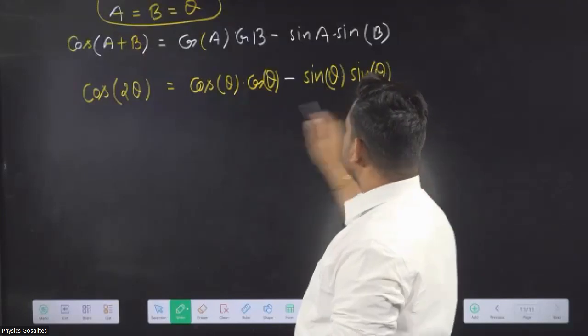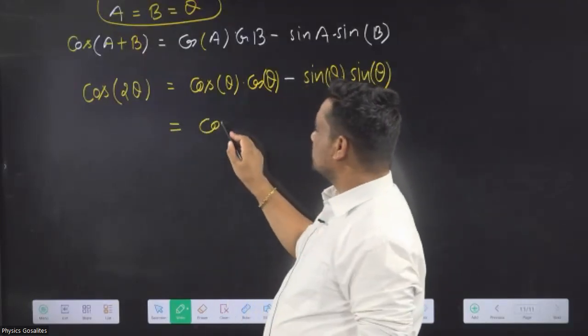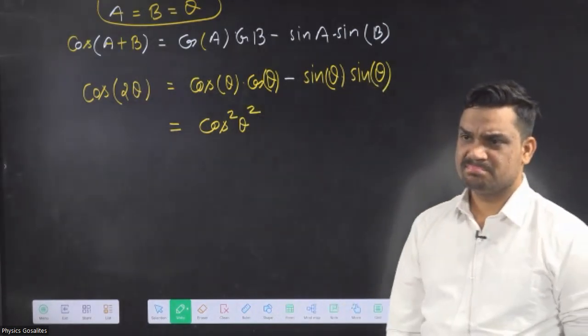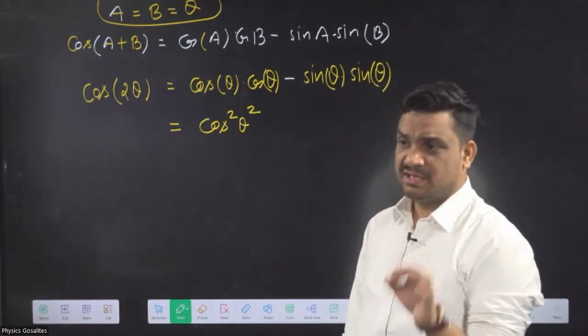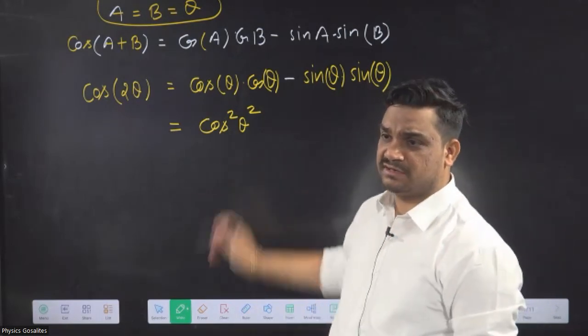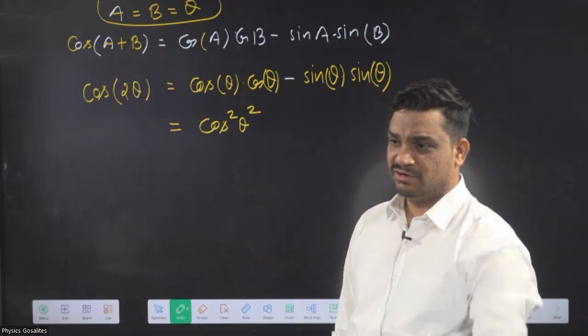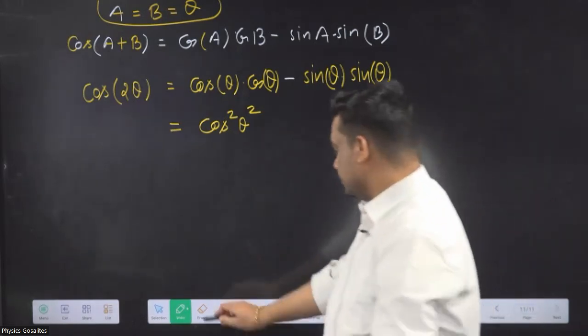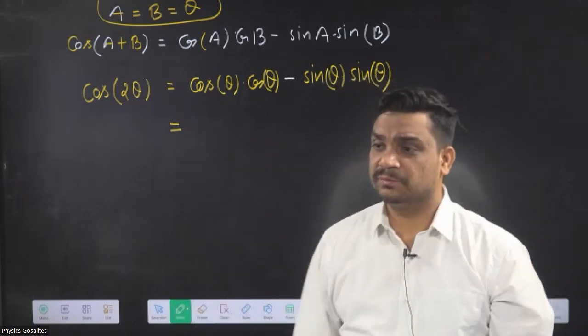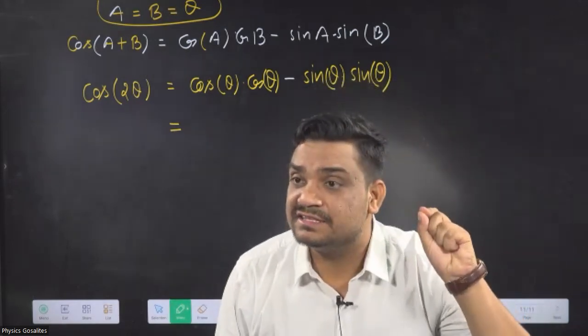Can I write this as cos square theta square? I'm asking. If you give permission, then I can write. Otherwise, I will not write. Okay, everyone is saying no, so I will not write. And if anyone writes like this, what will we do?